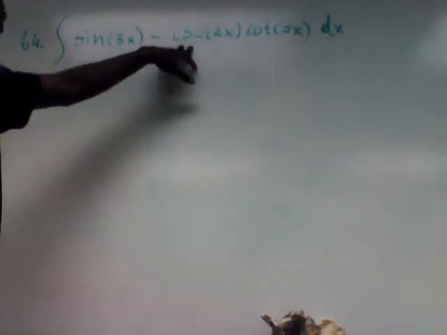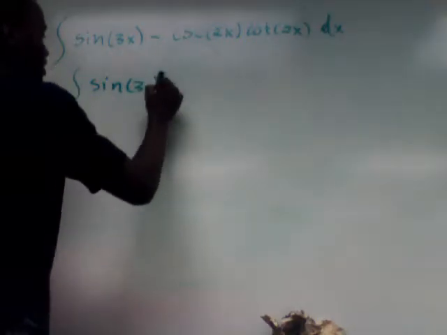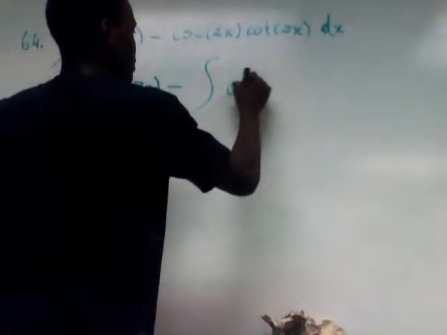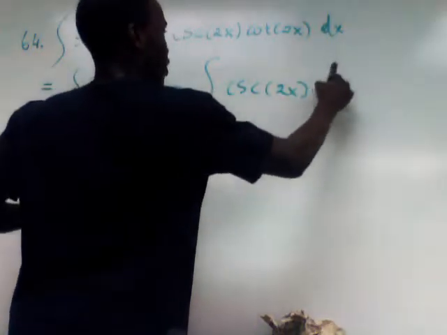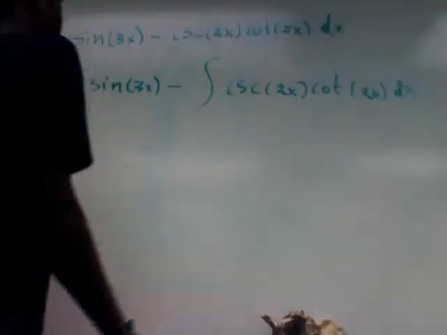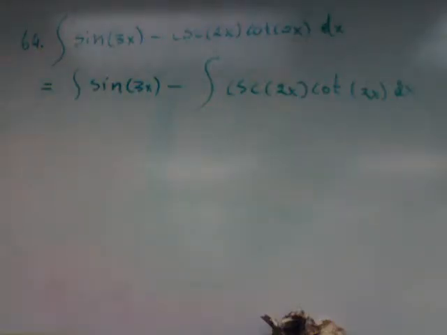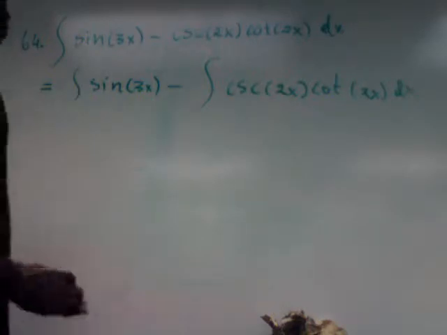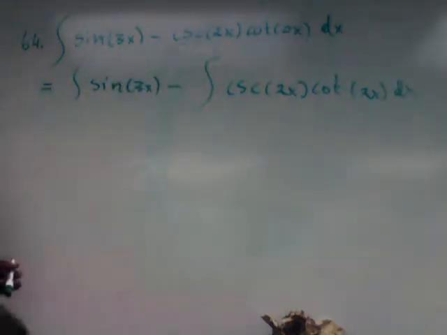Now, for this particular problem, the way you want to start is to separate both expressions so you can make it simpler and then integrate separately, right? So you have the integration of sine of 3x minus the integration of cosecant 2x cotangent 2x dx. Now we're going to start with sine of 3x. We're just going to ignore this part for now, and we're going to come back to it later.